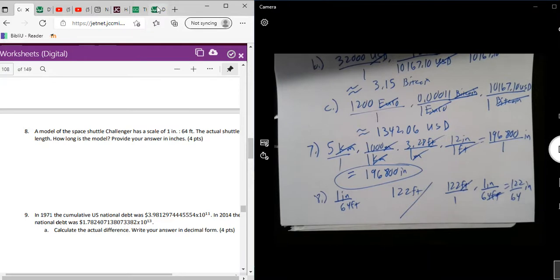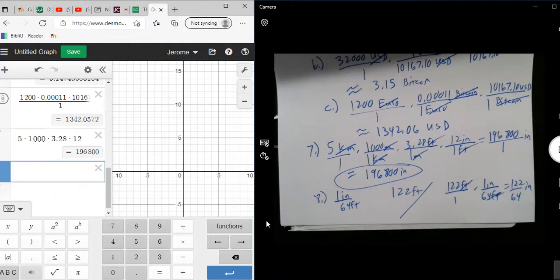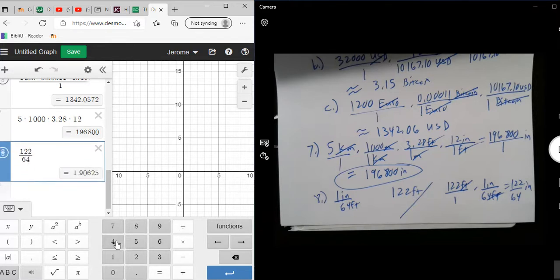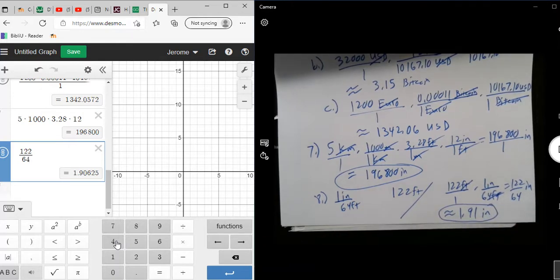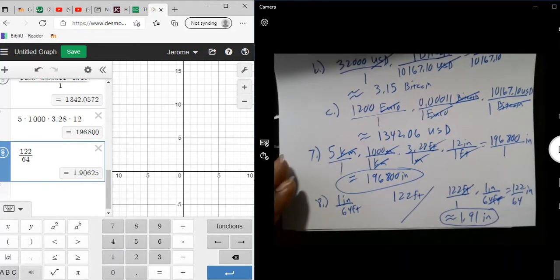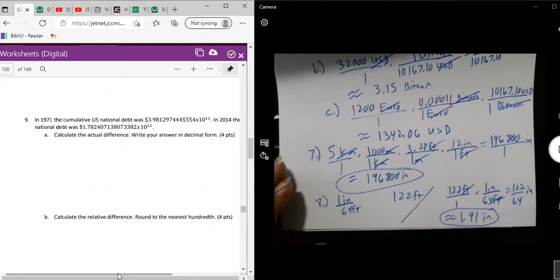So we'll go right here to our calculator, and we would take the 122 and divide it by 64. And so it would be approximately 1.91 inches. That would be our answer, 1.91. All right. So that took care of problem number 8. Now we come here to problem number 9.